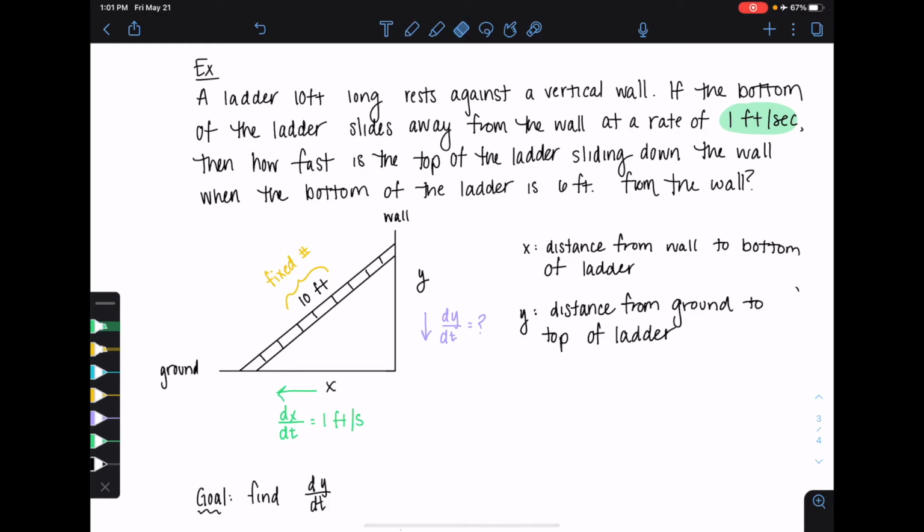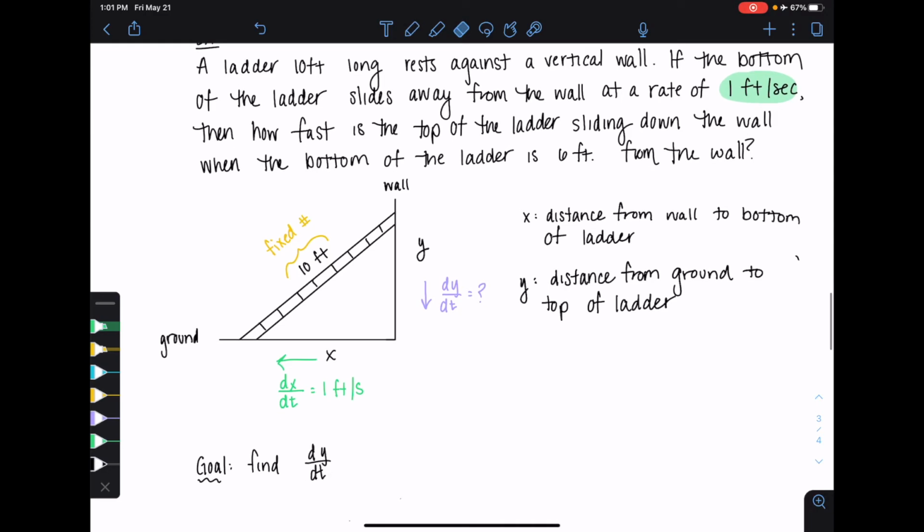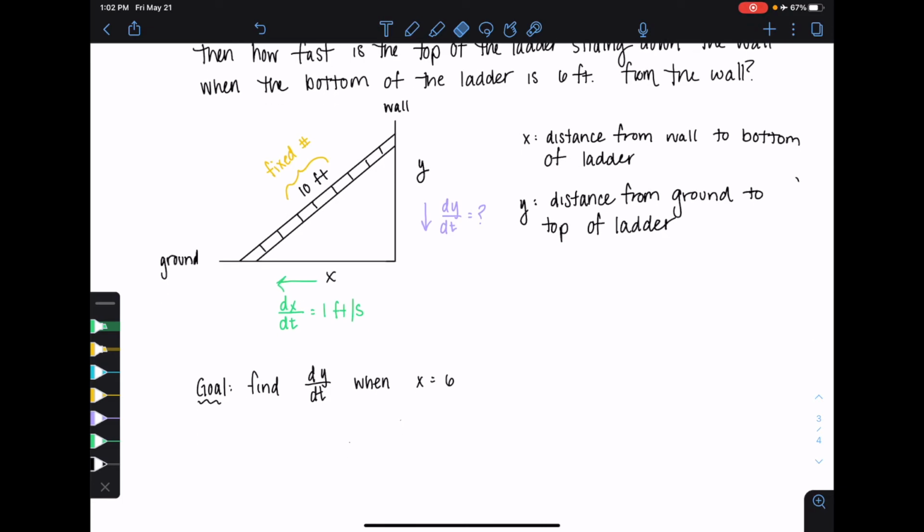So our goal is to find the rate of change of y with respect to t, specifically when the bottom of the ladder is 6 feet. So this distance is not always 6 feet, it is changing, which is why I cannot utilize that 6 yet. That refers to my snapshot moment, okay? So I need to take a derivative with respect to time to be able to get this dy/dt. So we need a relationship between these two quantities.